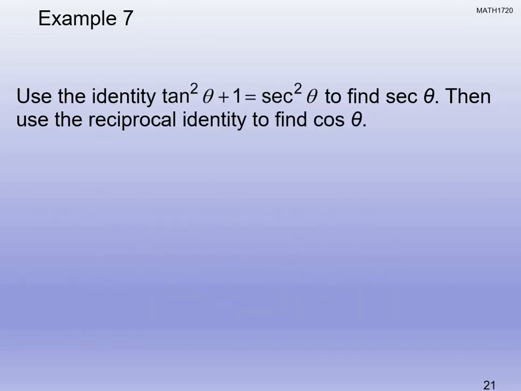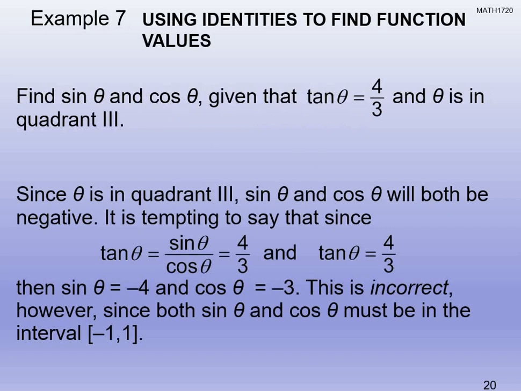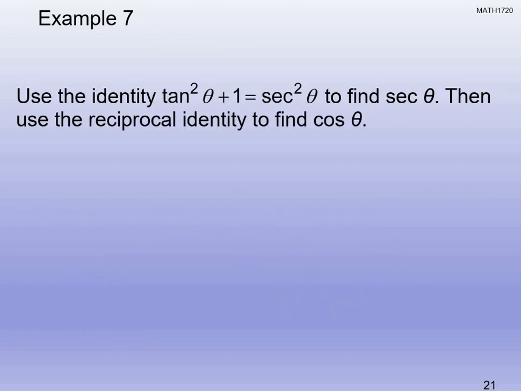Let's use the other Pythagorean identity. We have tangent squared of theta plus 1 equaling secant squared theta, and we're going to use that to find secant, and then use that to find cosine of theta. Just remember we're using the tangent value from the previous part of the example right here. So I'm not pulling 4/3 out of the air. This is the first part of the example where tangent of theta is 4/3. So we're going to move on to find secant of theta here.